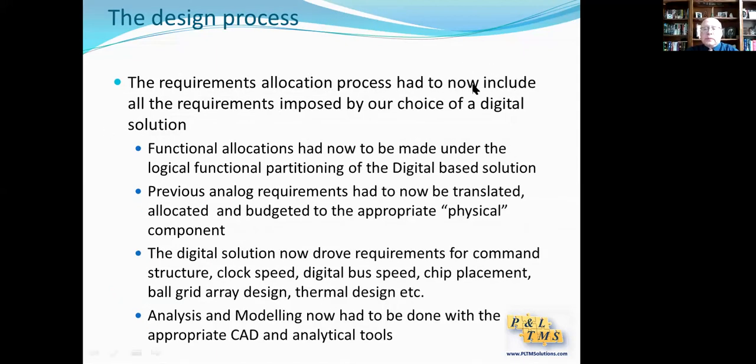And of course, the requirement process now had to include all the requirements imposed by our choice of digital solution, right? So the allocations now had to be made under a logical partitioning that was digital based. The analog requirements now had to be translated, allocated, and budgeted in the appropriate physical component. And the digital solution drove the requirements for everything: the command structure, the clock speed, the digital bus speed, the chip placement, the ball grid array design, the thermal design, and the analysis and modeling had to be done with a new set of tools, to deal with the fact that we chose to go digitally.